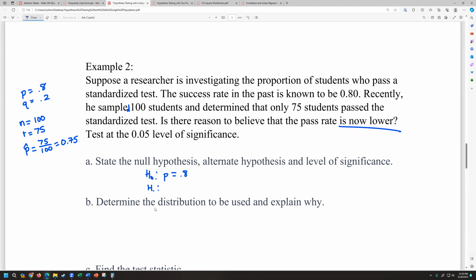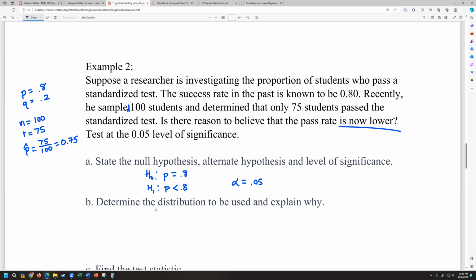Whereas the alternate is, we're seeing now that fewer students in this sample actually passed. So he said, is it now lower? So we're saying, is the p lower than that historical data? The alpha is 0.05 again. And we're going to talk about what distribution to use.